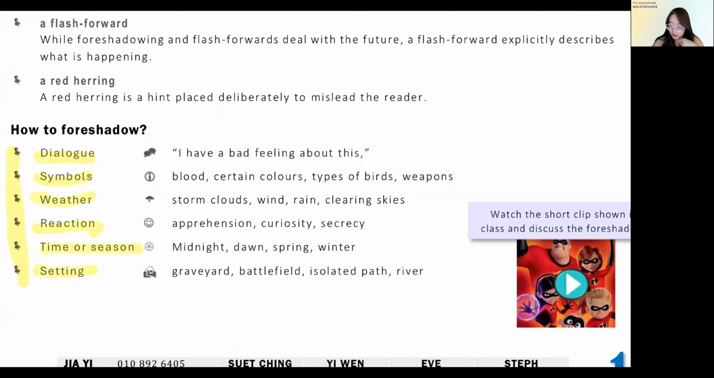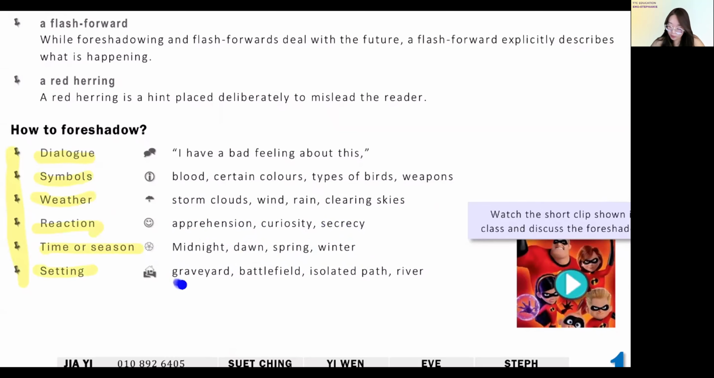Right? Reaction: apprehension, curiosity, secrecy. So out of curiosity, you try to figure out what happened next, then you go there, and then game over, right? Try to take risks on understanding things, but at the end, maybe you have to go through something. All right. Time or season: usually midnight, dawn, this kind of timing. A lot of ghost stories happen then. A lot of supernatural things happen. Right? Spring, winter, very cold. So maybe there will be an incident.